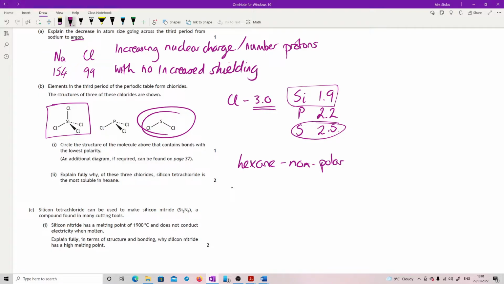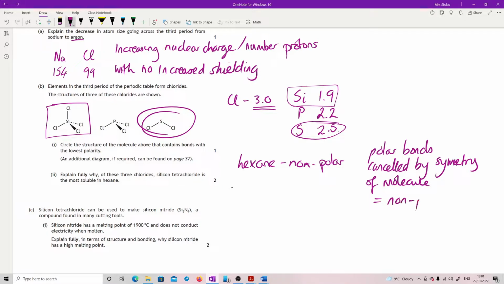Okay, so we need to link that your polar bonds are basically cancelled by symmetry. That's not how you spell that, there's extra letters in there. Cancelled by symmetry of the molecule. So it's non-polar, and like dissolves in like. That's it.